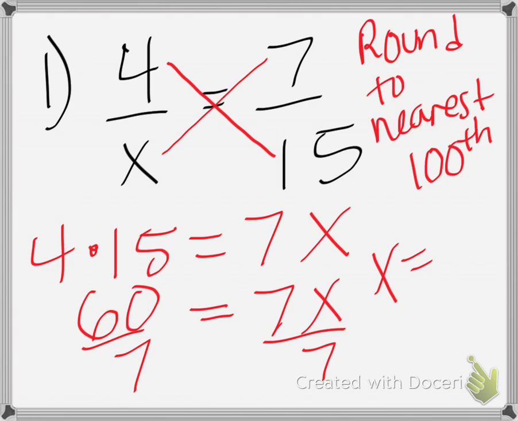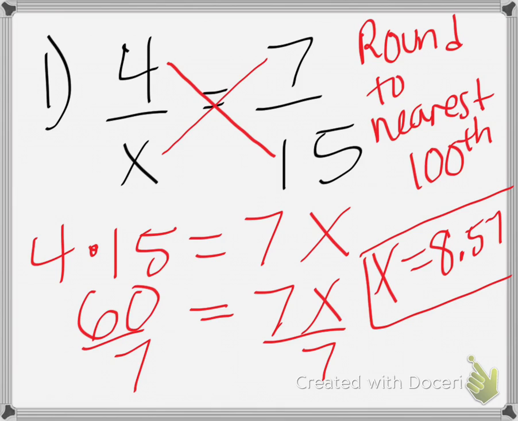So in your team, I want you to discuss right now, how should you round your answer? Discuss with your team. Go. I got 8.57. Is that what you guys got? Give me a thumbs up if your team got 8.57. Great. That should be your final answer. Round it to the nearest 100th. Let's move on to number 2.